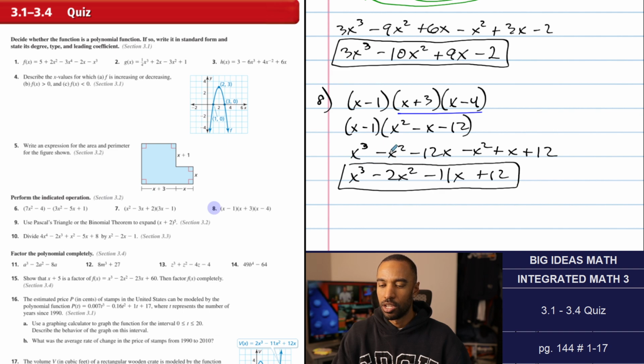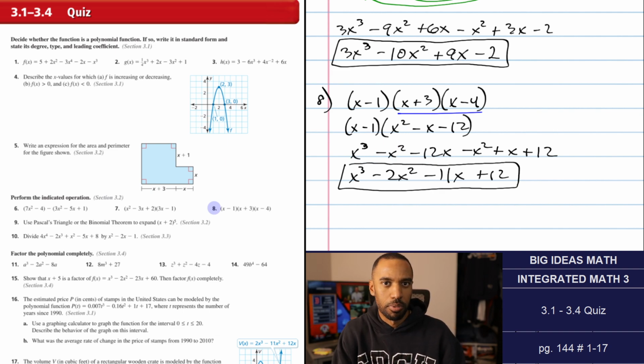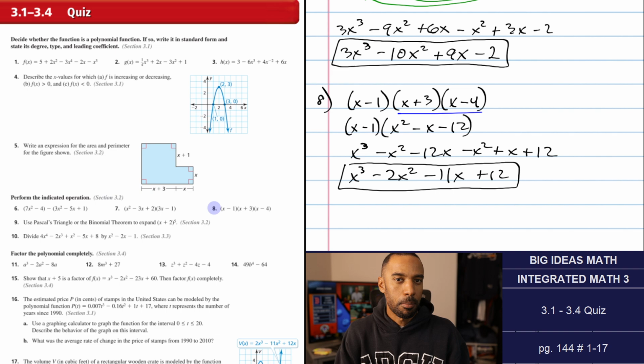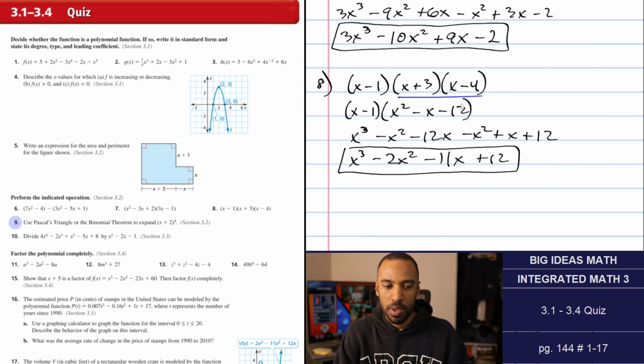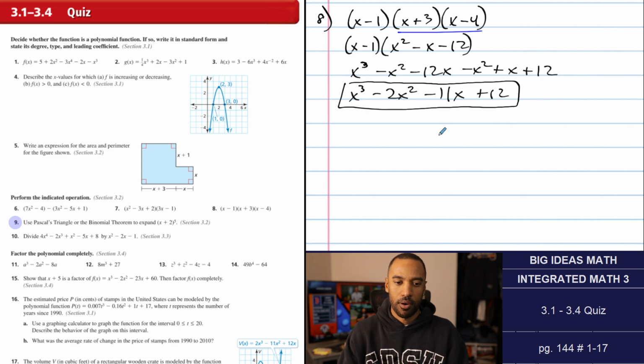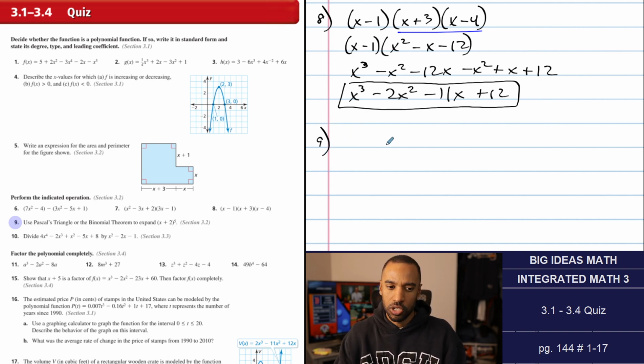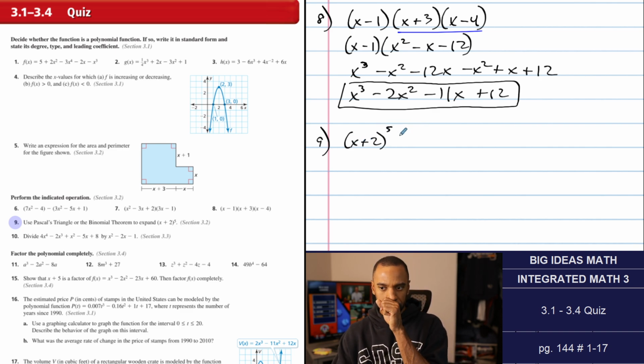Almost halfway done with the review. Obviously, later problems might be longer, but number-wise, we're getting near it. Number 9, use Pascal's triangle or the binomial theorem to expand x plus 2 to the 5th power. I'll show you sets of both when it comes to what we actually write out. Let me start with the binomial theorem. It's normally one that I wouldn't tend to do in these cases. Pascal's triangle to the 5th row is pretty clean.